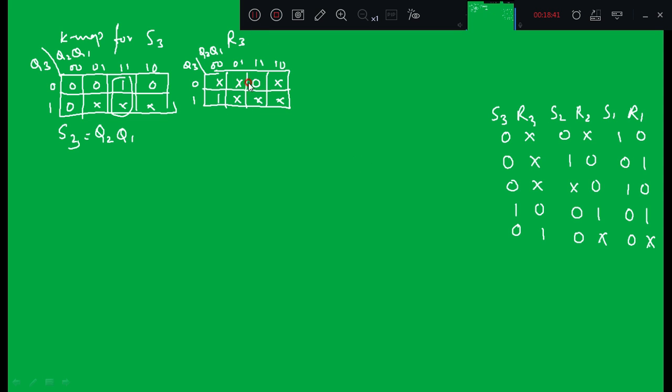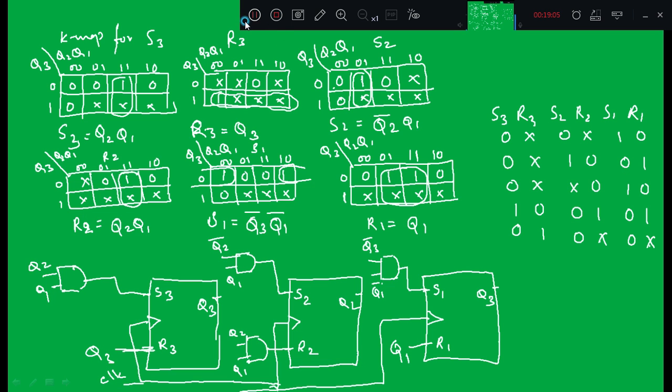In this K-map, these 4 cells you can group, right? There are 3 kinds of grouping possible here, right? These 4 you can group, these 4 you can group, or these 2 and these 2 you can group, right? So any one expression you can write, and all 3 expressions are correct. Any one if you write, that is correct. So these are the K-maps for S3 R3, S2 R2 and S1 R1, right? So please verify these Boolean expressions.